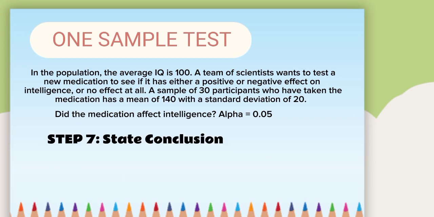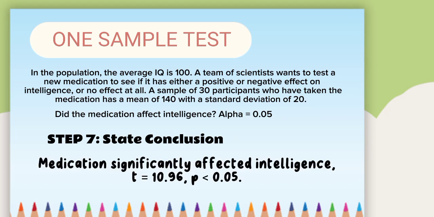Now our conclusion, or what this means, is that the medication significantly affected intelligence and did something to change it from the expected value of 100. In this case the sample mean was 140, so it looks like it went up a lot. We can't really say that, but it is different from the 100 we thought it would be, and I have t equals 10.96 with p less than 0.05.